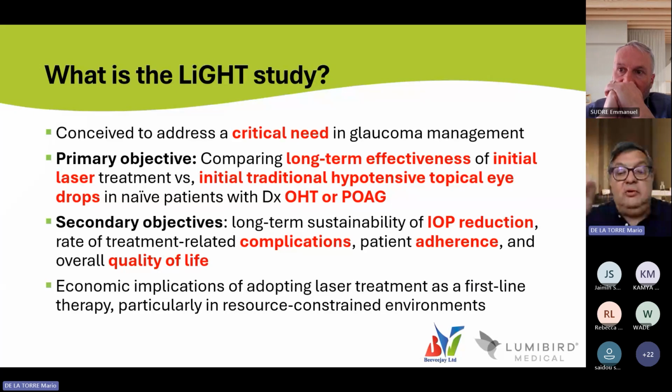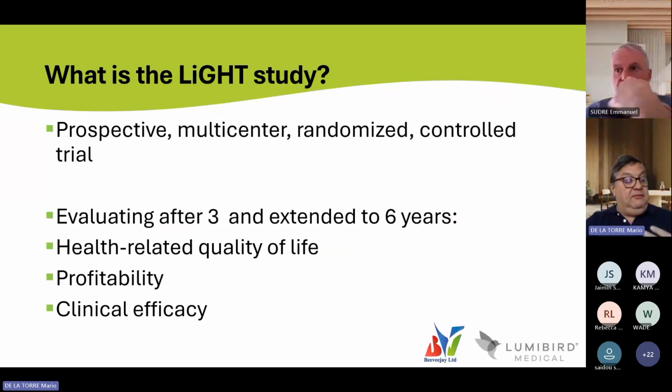It was a prospective, multi-center, randomized controlled trial, very explicit. Evaluation was after 3 years, and it was extended to 6 years because it was good. And health-related quality of life was measured, as well as the cost-effectiveness and the clinical efficacy.